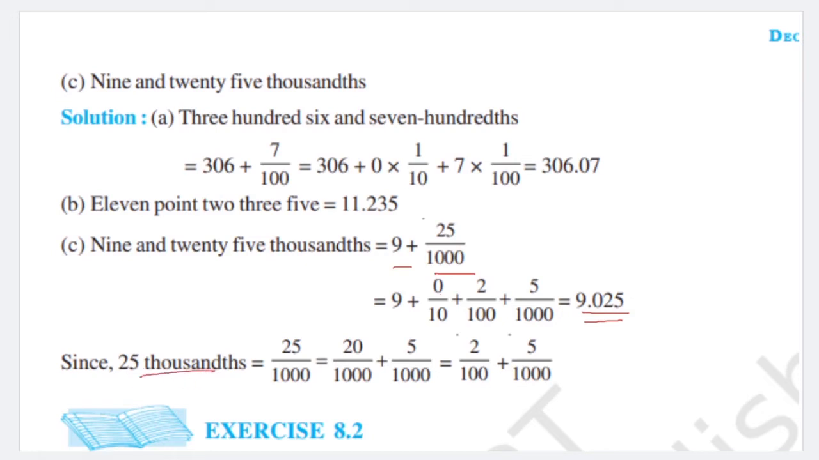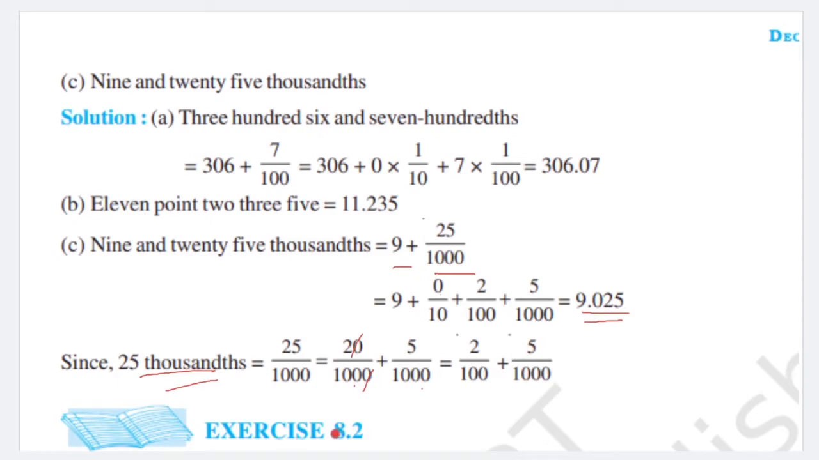Since 25 thousandths is 25 by 1000, it is equal to 20 by 1000 plus 5 by 1000. You can also split and write. So in this 20 by 1000, the 0 and 0 will get cancelled and you'll get 2 by 100 only, and 5 by 1000. So that will be 0.025.